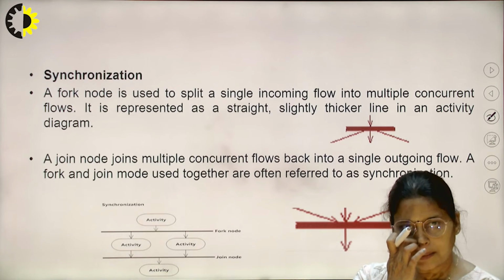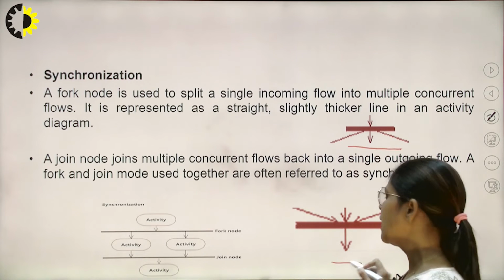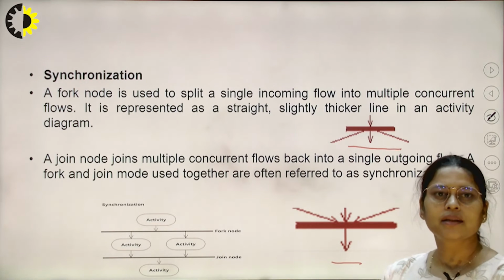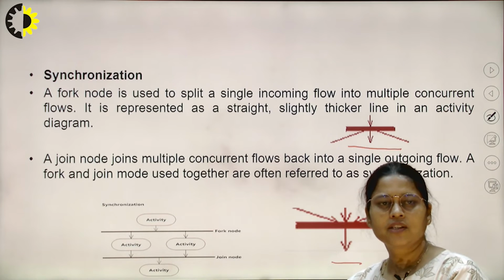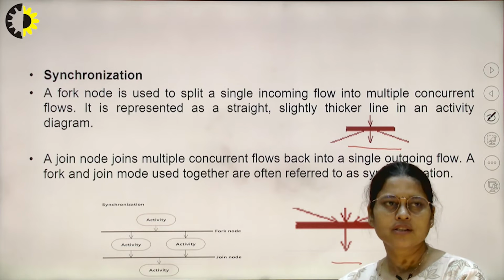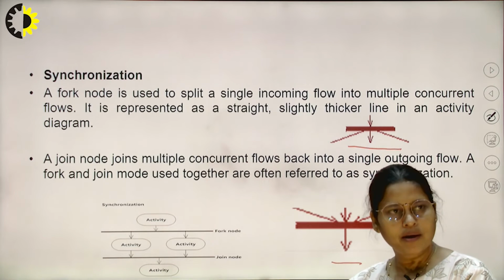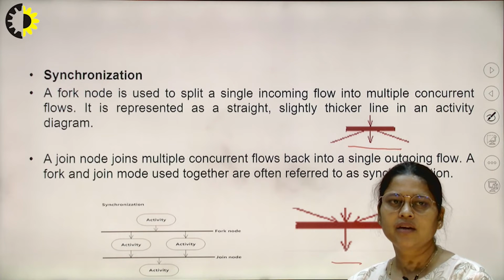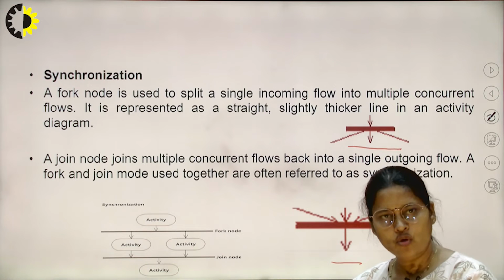Now these are two symbols. One is the fork symbol, another is the join symbol, and both are synchronization notations. The first one is a fork. A fork node is used to split a single incoming flow into multiple concurrent flows. It means if we have to go from one activity to multiple activities, then we use a fork symbol.